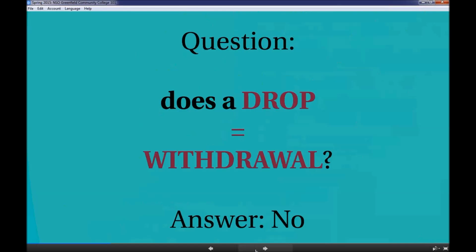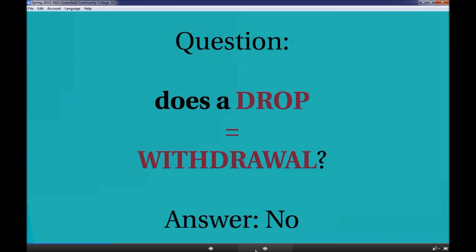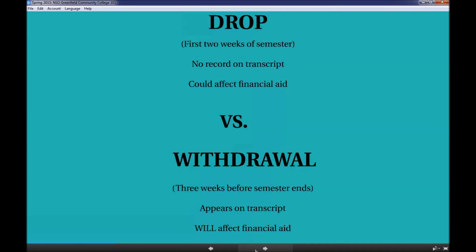There is a difference between the terms dropping and withdrawal. Here at GCC, when we're talking about dropping, we're talking about a process that happens in the first 2 weeks of a semester. And when I'm talking about a semester, I'm talking about fall and spring, our traditional semesters that last just over 14 weeks. In the first 2 weeks, you can drop a course. There's usually a financial break, and we're going to discuss those in a little greater detail in just a moment.